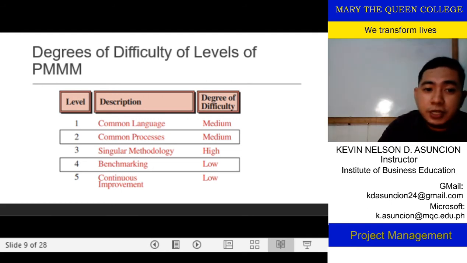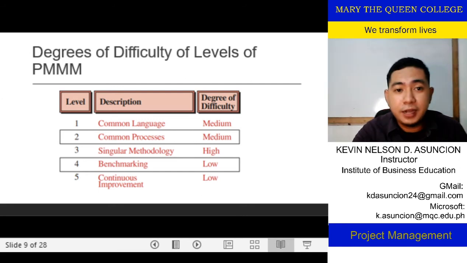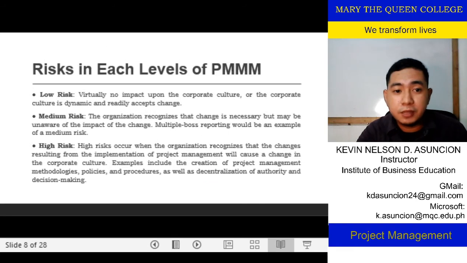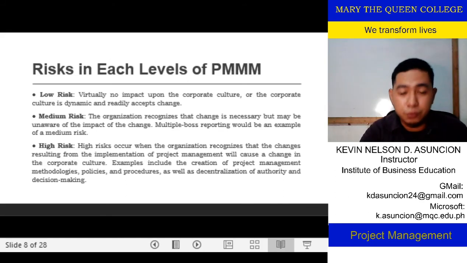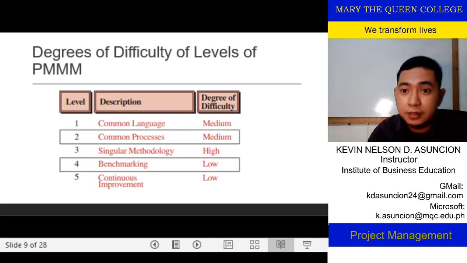Now, when you change the singular methodology of any process or area of your project, that's a high risk level, no? High risk or difficulty of the PMMM, no? Kasi magbabago ka ng methodology. So in that way, this occurs when organization recognizes that changes resulting from the implementation of the project management will cause a change in corporate culture, no? Kasi singular methodology, remember, dito yung nasa implementation na, no?